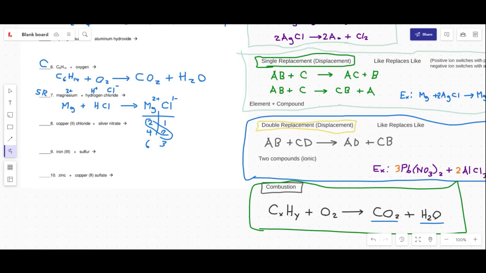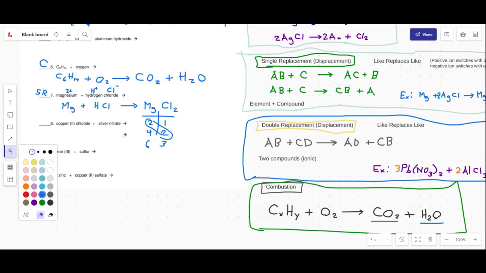So how many magnesiums do I need? I just need 1 magnesium, and how many chlorines do I need? You need 2. I need 1 magnesium to get a 2+ charge. How many chlorines do I need to get a 2- charge? 2 chlorines. Exactly. So this is going to be MgCl2.